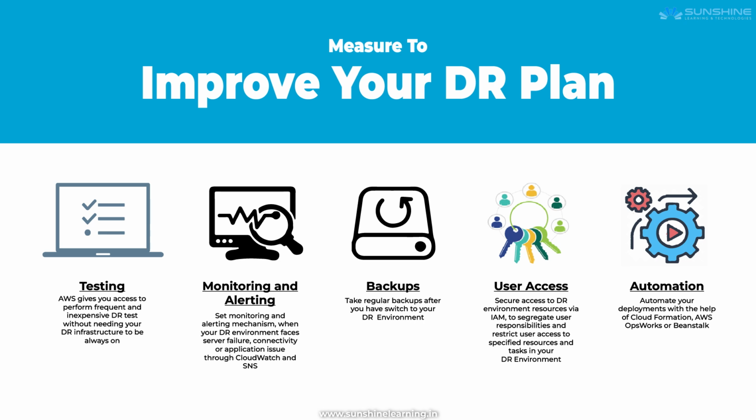Always take backups. Take regular backups after you have switched to your DR environment also. User access: make sure that you secure access to DR environment resources via identity access management. Because when your DR becomes active, it becomes the live one, we need to ensure that proper access is given to the delegates, and only the authorized delegates are able to access that environment. And automation: always use automation for your deployments with the help of CloudFormation, AWS OpsWorks, Beanstalk, and many other automation services, so that you can quickly get your resources active.